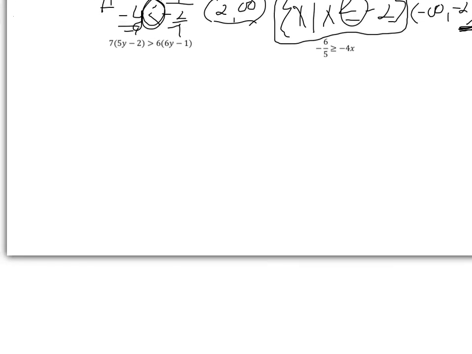So, much like equations, with this inequality, the first thing we need to do is get rid of these grouping symbols, these parentheses. So we want to distribute our 7 and our 6. Distributing our 7, 7 times 5y is 35y. 7 times our negative 2 is minus 14.